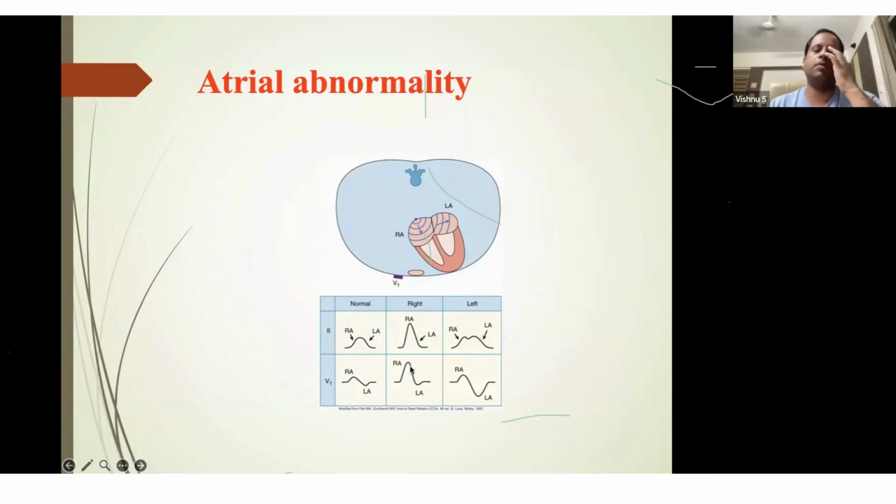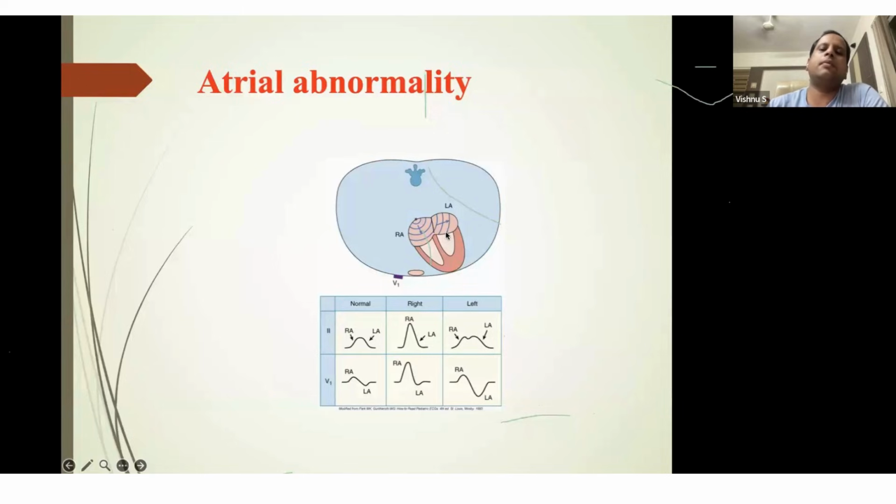Why do you want to find out these problems? Because in COPD patients, where cor pulmonale is there, they usually have right atrial enlargement, and their left atrium will be normal. So we usually see P pulmonale in those patients. Why is it coming? Because the RA is enlarged and LA is normal size, so we will be seeing it like this.